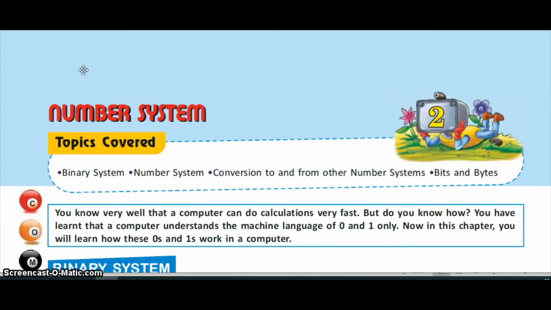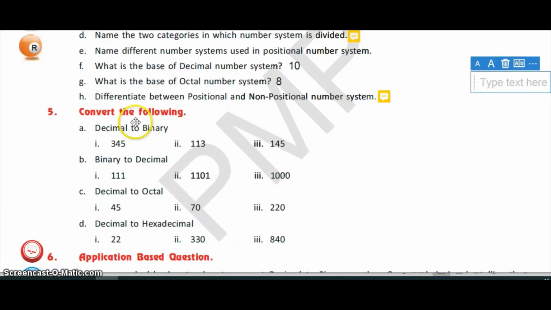In the previous lecture, we were discussing the exercises and question answers of chapter Number System, which is the second chapter of class 7 computer science book IT Planet. We have discussed the question answers till question 4 and we have to start with question number 5.